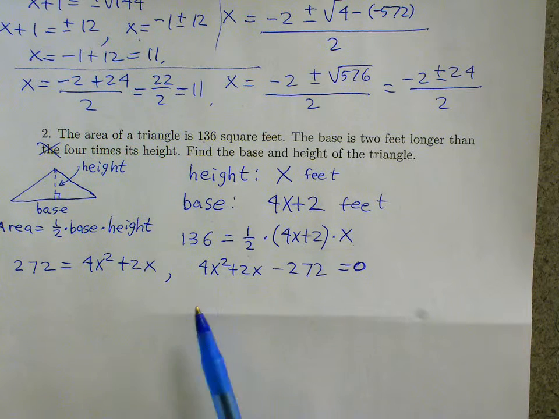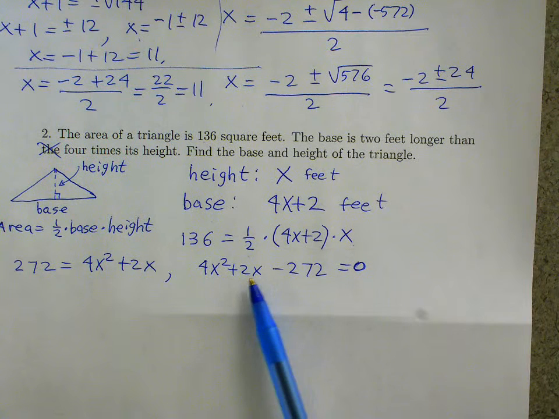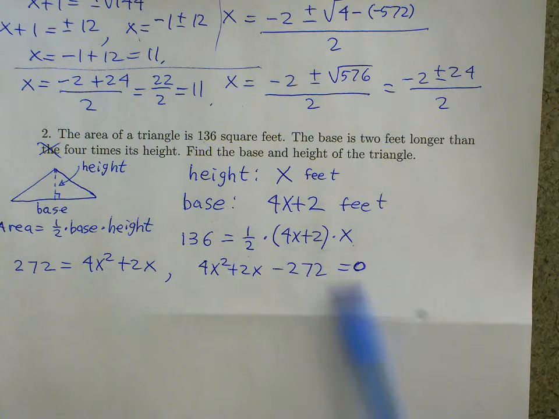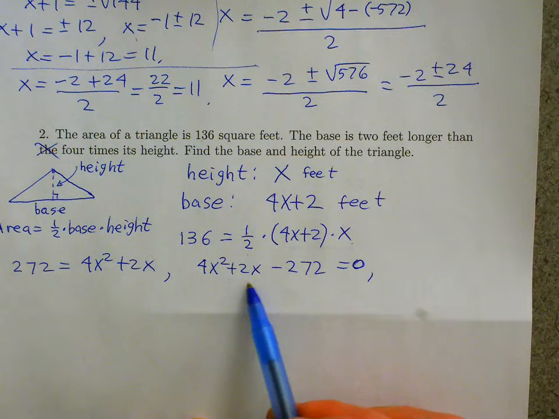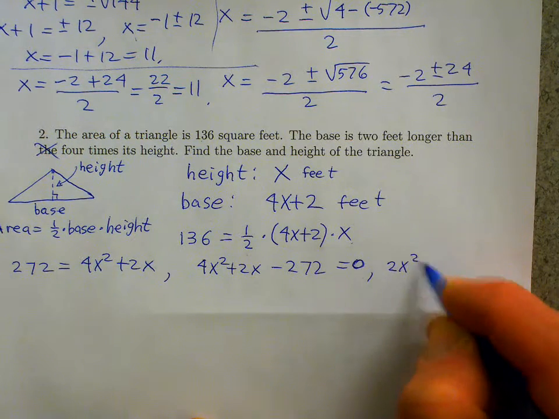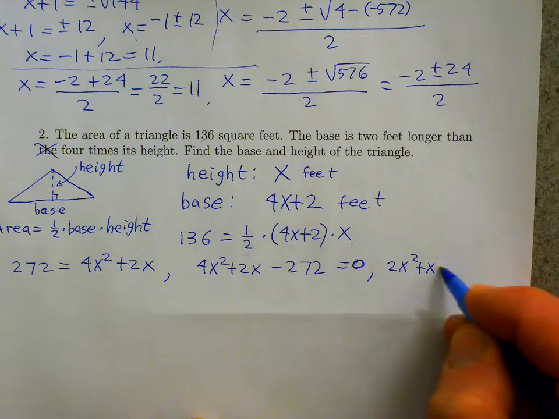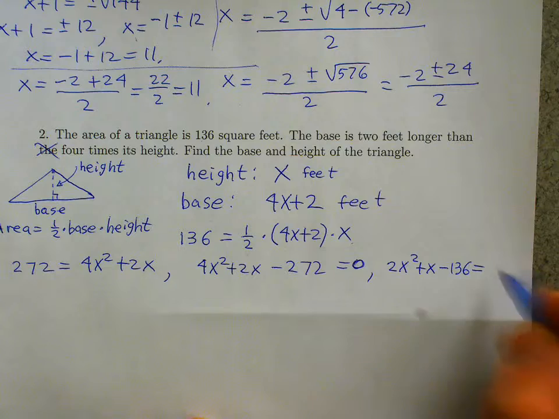Okay, another thing that can make the arithmetic simpler is notice that every term has a common factor of 2. So we can divide every term on both sides of the equation by 2 to get rid of some of the clutter that's in the way. So divide every term on both sides of the equation by 2. We'll get 2x to the second plus x minus 136. And 0 divided by 2 is just 0.